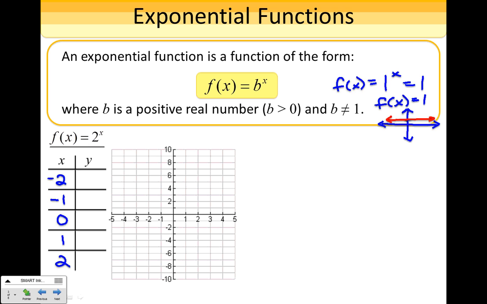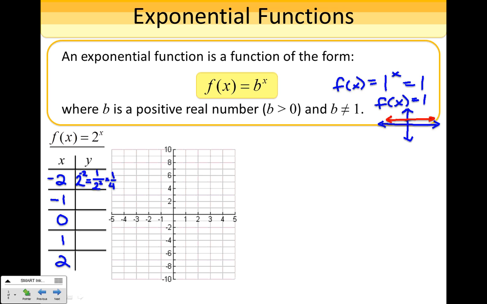So what I'm going to do is take 2 and raise it to the -2nd power. And remember, we just talked about that whenever we have a negative exponent, we invert it. That means to flip the fraction. So that's actually going to be 1 over 2 squared, which is 1/4.